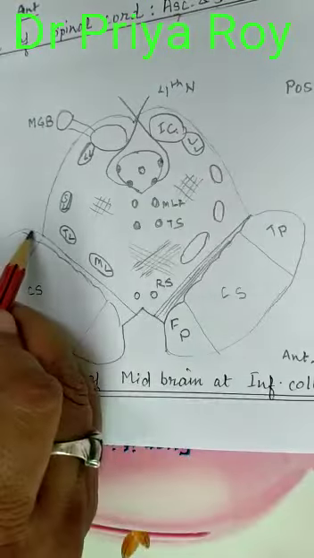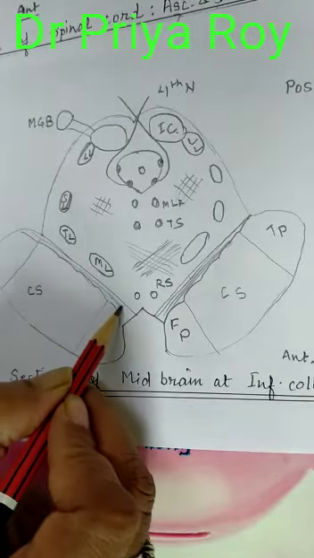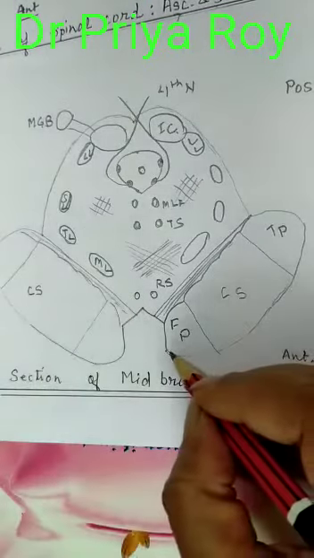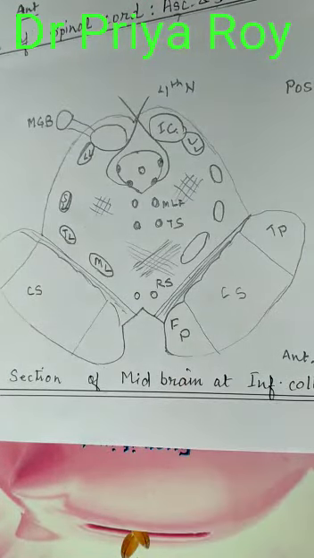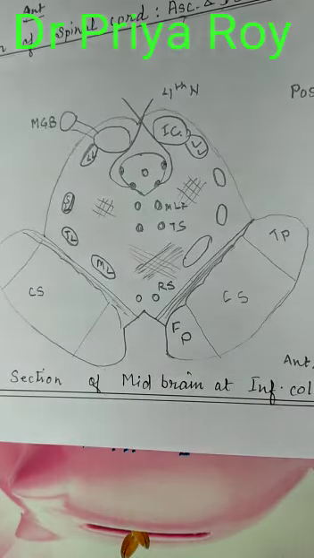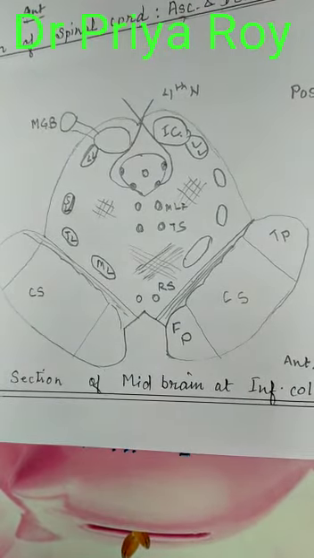So these are the most important, the main features of the drawing of the section of the midbrain at inferior colliculus level. I think it will be easier for you all by seeing this video. Thank you.